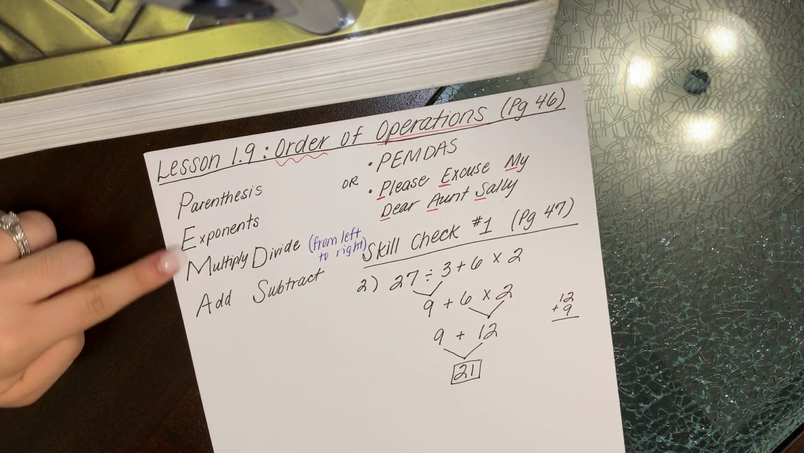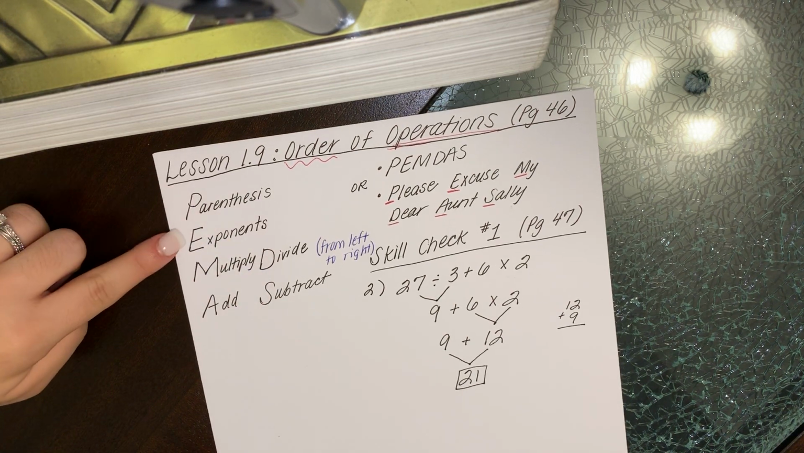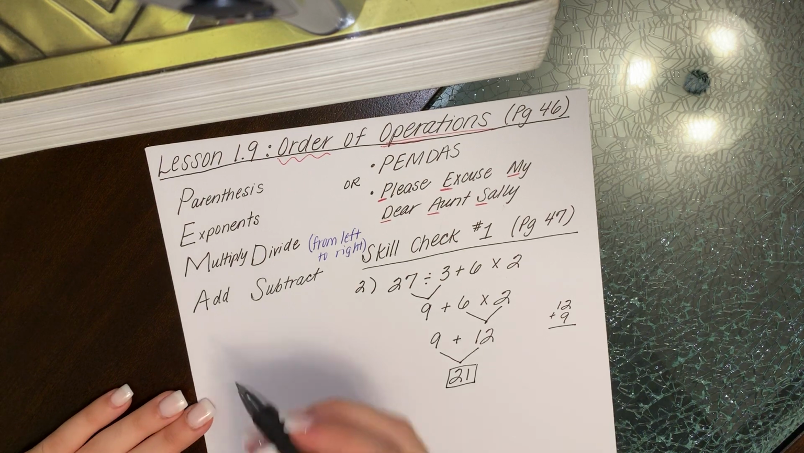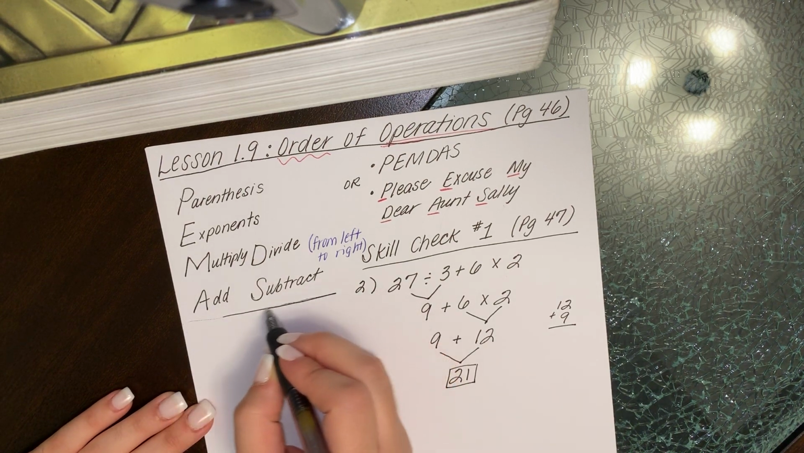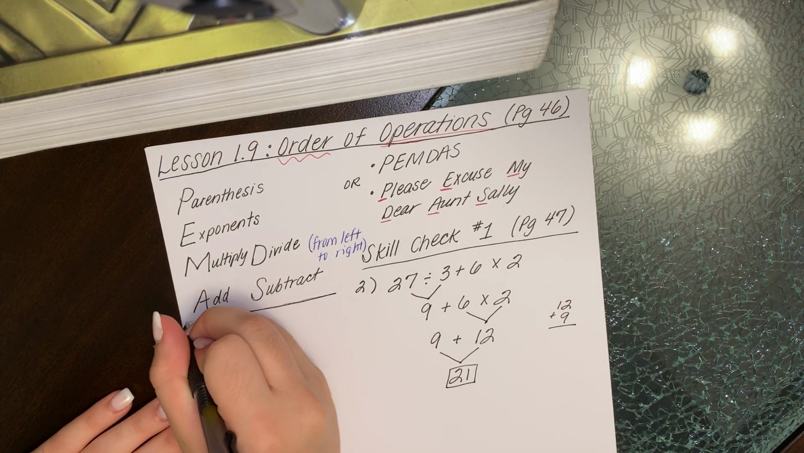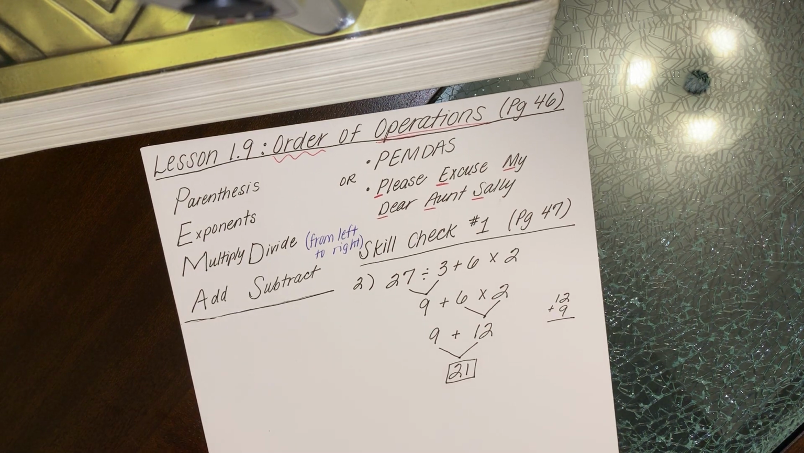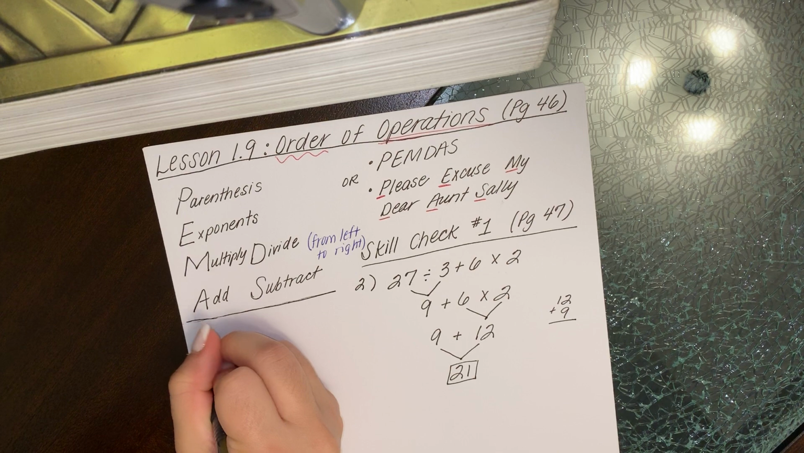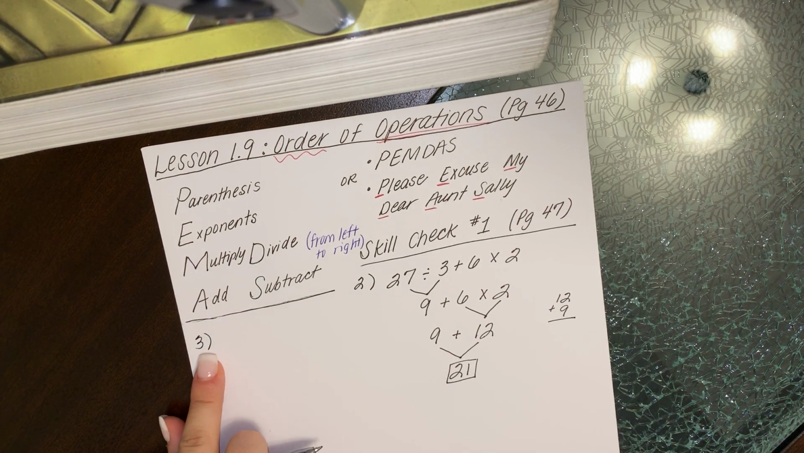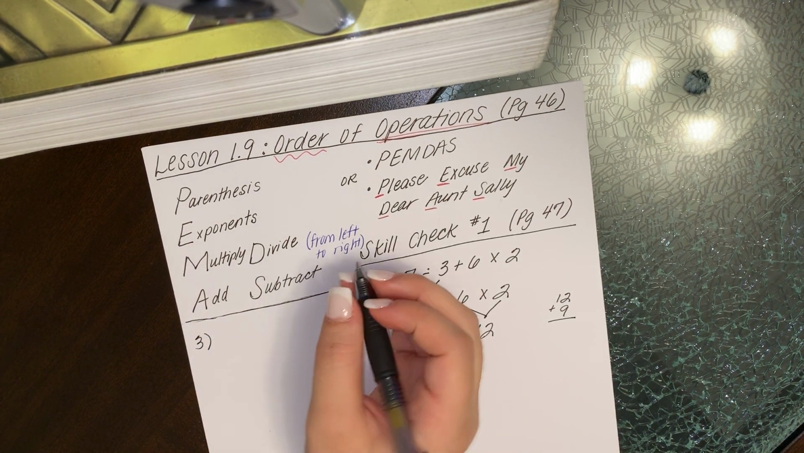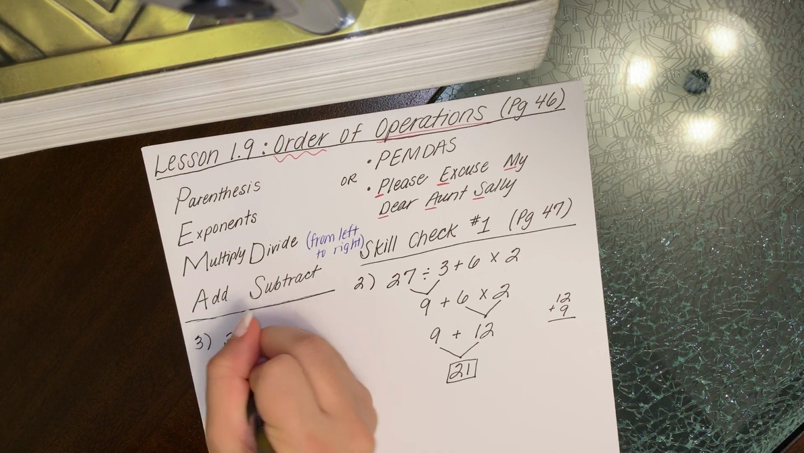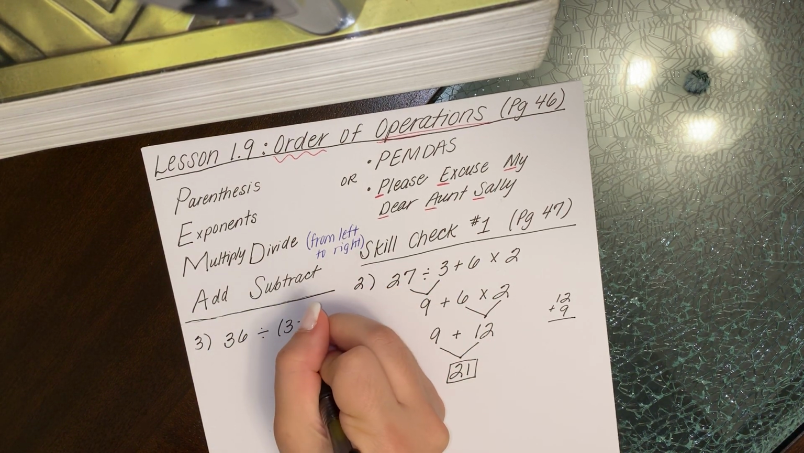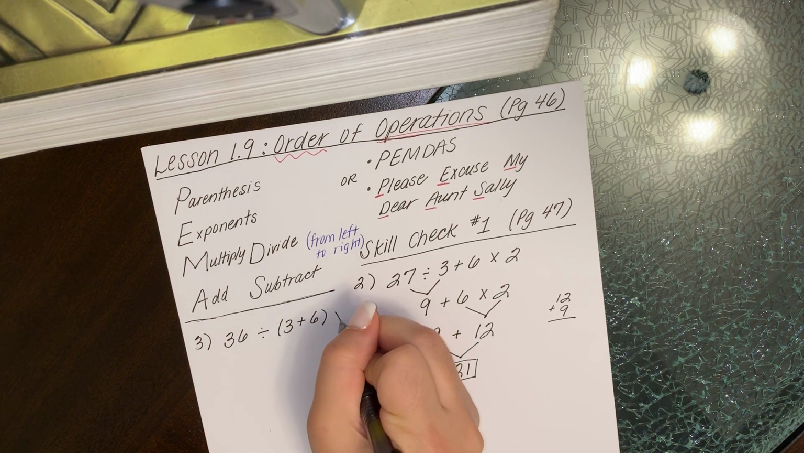So you see how PEMDAS, or parentheses, exponents, multiplication, division, adding, and subtracting, help you out with the order of how to solve something? Hopefully you can tell that this helps a lot. And you're going to see how it helps as we do that same skill check 1. We're going to do question 3 just over here. And it says 36 divided by, parentheses, 3 plus 6 times 2.